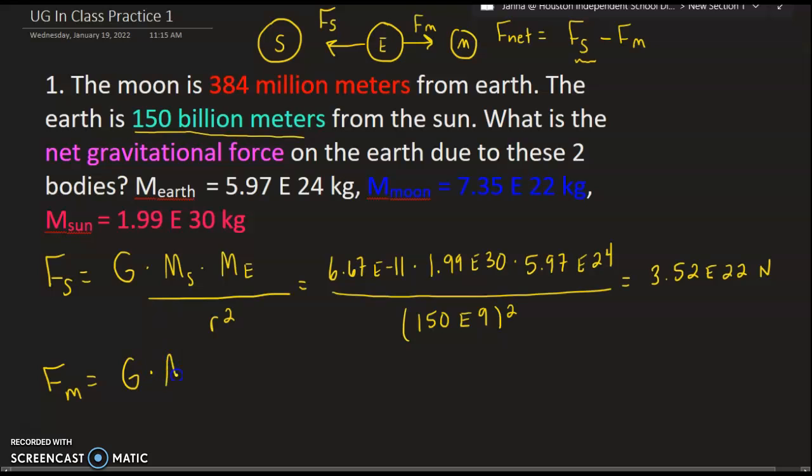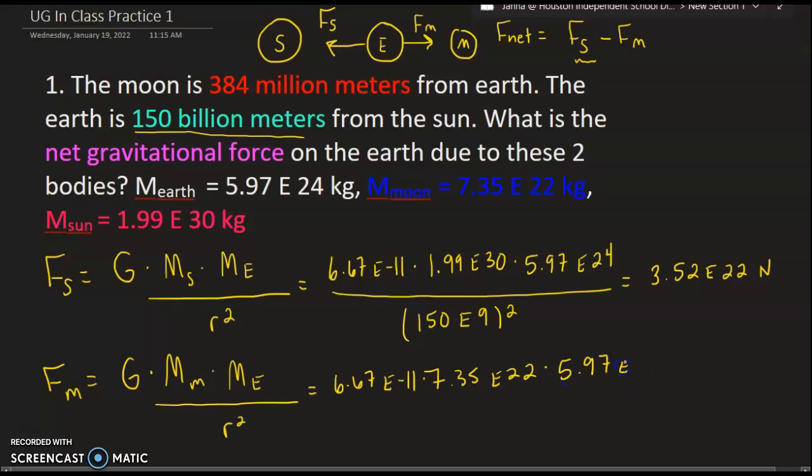That'll be big G, mass of the moon times mass of the Earth divided by the distance between them squared. That's going to be 6.67 E negative 11 times the mass of the moon, which is given, 7.35 E22 kilograms, times the mass of the Earth again, 5.97 E24. Divide by the distance between them squared. They're 384 million meters apart. That is 384 E6. A million is 10 to the 6th, squared.